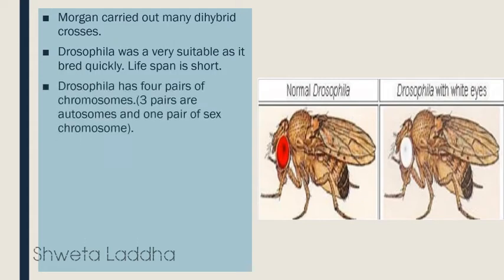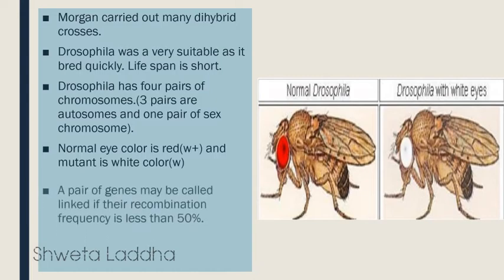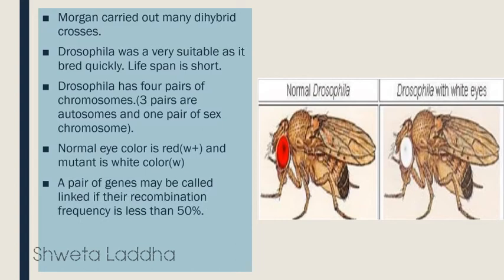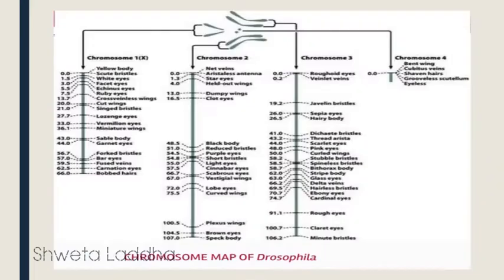Drosophila has 4 pairs of chromosomes, out of which 3 pairs are autosomes and 1 pair is sex chromosome. The normal eye color is red in case of Drosophila, and the mutant has white colored eyes. A pair of genes may be called linked if their recombination frequency is less than 50%. Y chromosome has no allele for the gene. You can see this is just a chromosomal map of Drosophila.